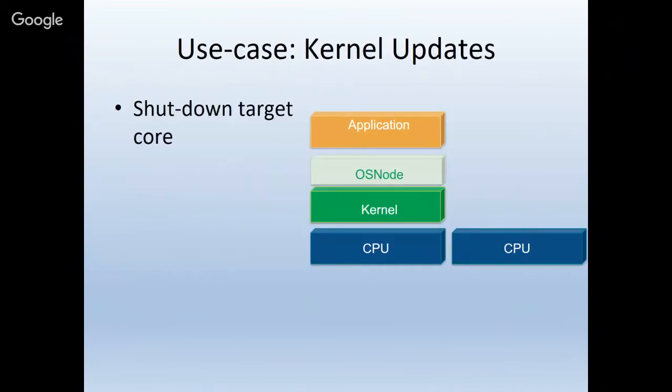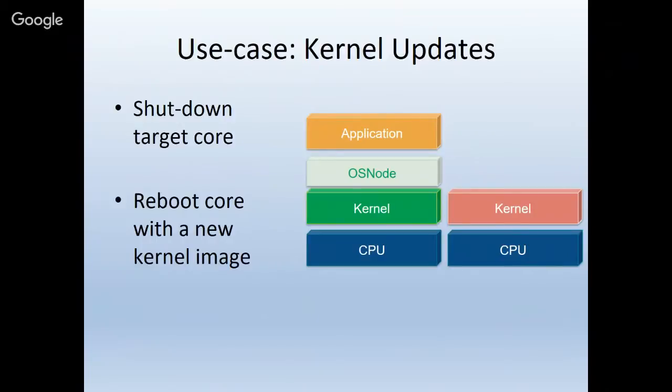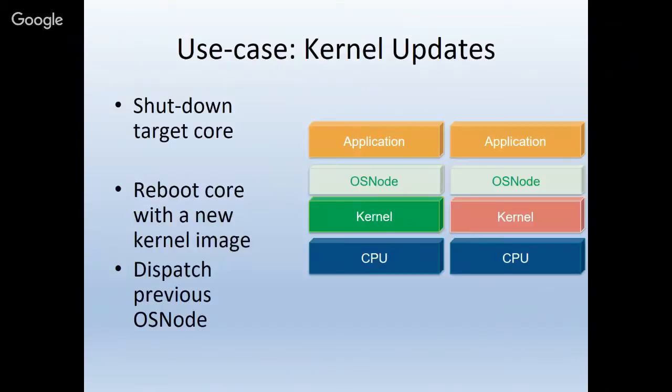Kernel update. First, we shut down the target core. Then we reboot the core with a new kernel image, passing it the previous OS node. From an application perspective, this will just look like the application has not been scheduled for a while.